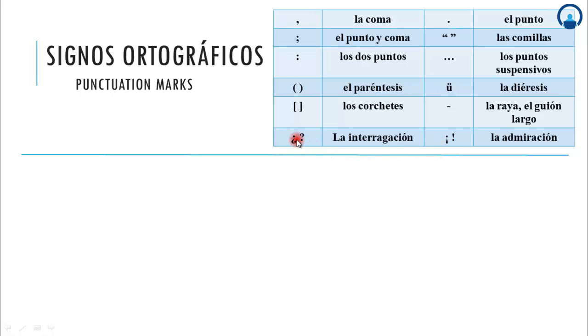While writing any question, you have to start with the inverted question mark, write the question, and end with the normal question mark, and the same goes for the exclamation mark. If there's an exclamatory statement, you start it with the inverted exclamation mark, write the statement, and end it with the exclamation mark.